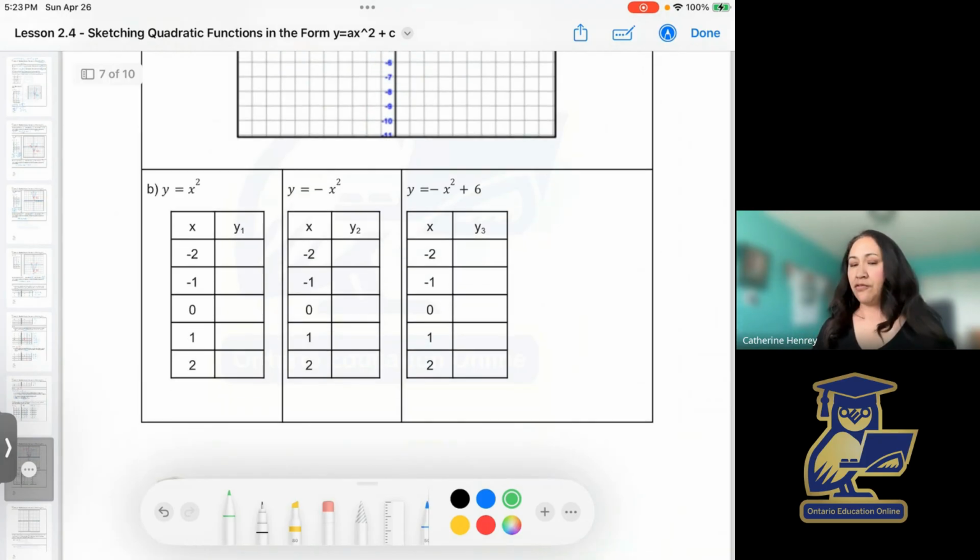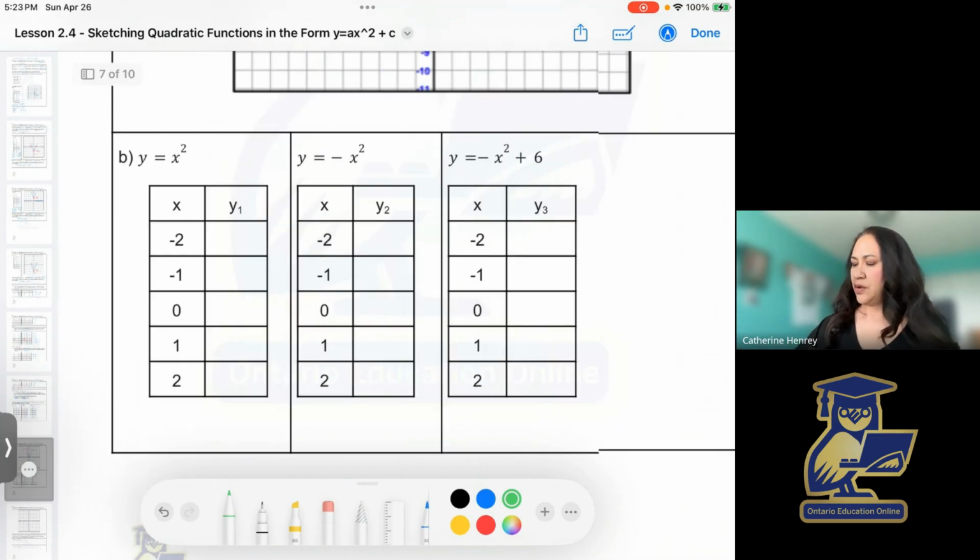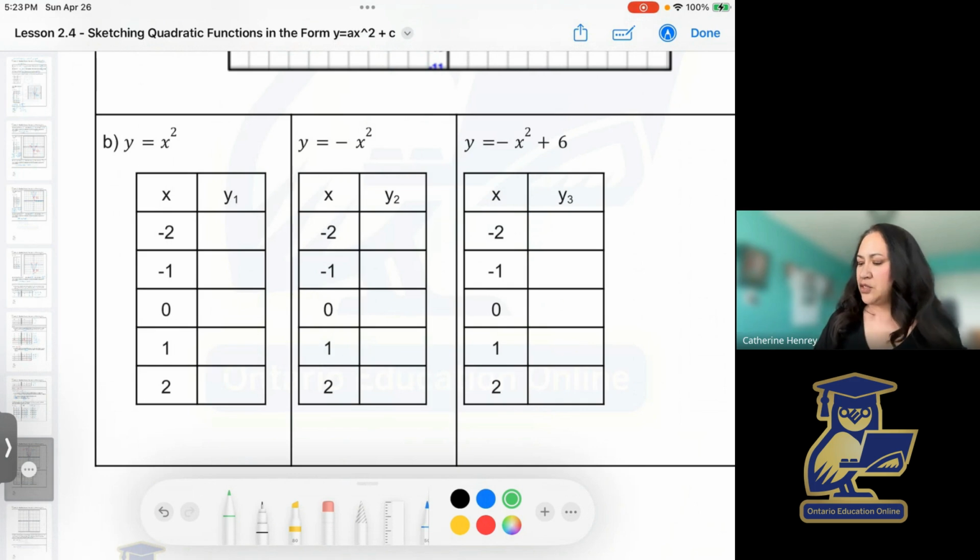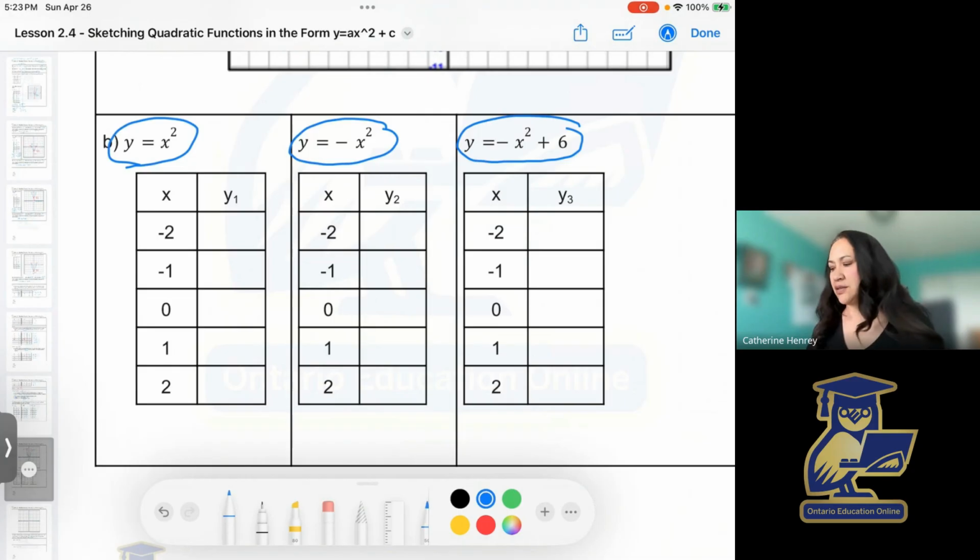So I'm going to go ahead and fill in these table of values, and then I would like you to go ahead and redo these graphs again on a new set of axes, either in Desmos or by hand. But I'm going to help you out with the coordinates for each of these, a little bit different. So we are starting here with our parent function, y equals x². Then here our a is -1. And then over here, our a is -1 and our c is +6.